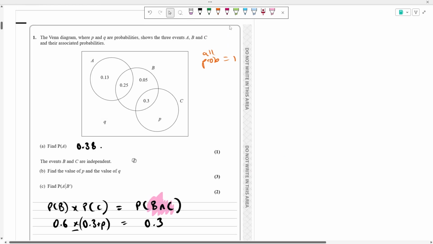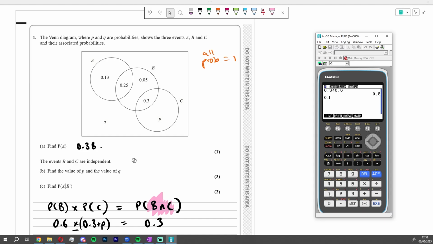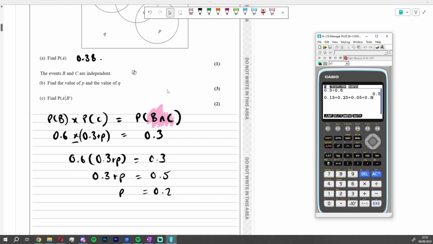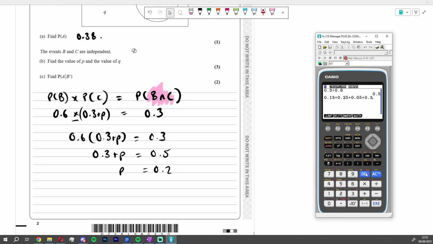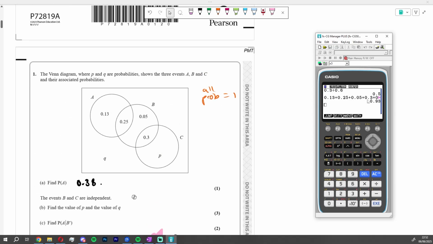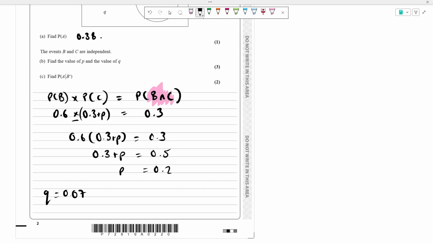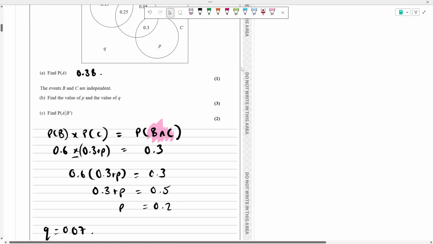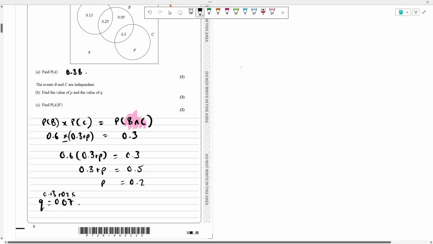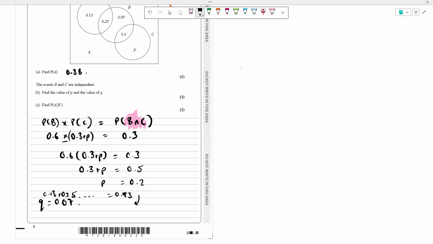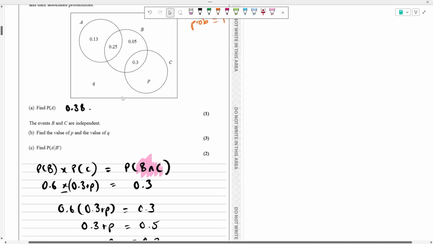So I'm going to add all the probabilities together. This gives us 0.13 plus 0.25 plus 0.05 plus 0.3, plus what P was just now, which is 0.2. Oops, forgot to add. This gives me 0.93. How much is left over to make 1? 0.07. So that means that Q must equal 0.07. I should probably write all the numbers down in terms of working out, so I'm going to put 0.25 and so on is equal to 0.93, and therefore Q is equal to 0.07. Okay, that's part B also complete.